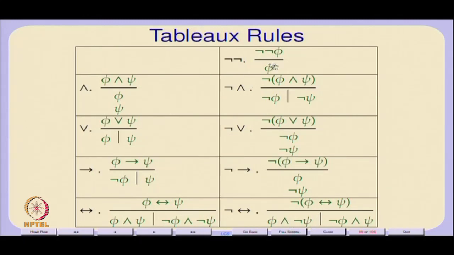In the case of the double negation, you might think of it either as an elongation rule or as a branching rule. It does not matter. It is trivially true in either case. But very often, whenever it is convenient, I will think of it as an elongation rule. At other times I might think of it as a branching rule. Okay.